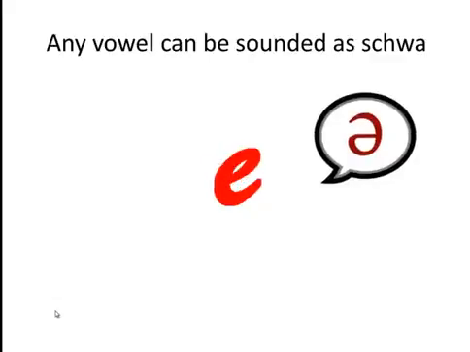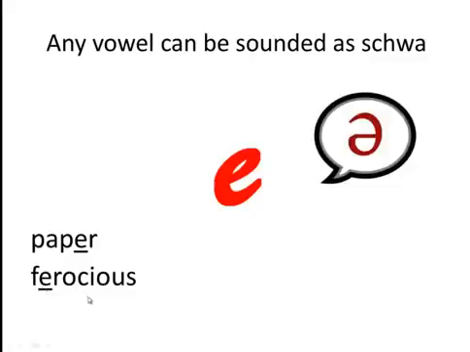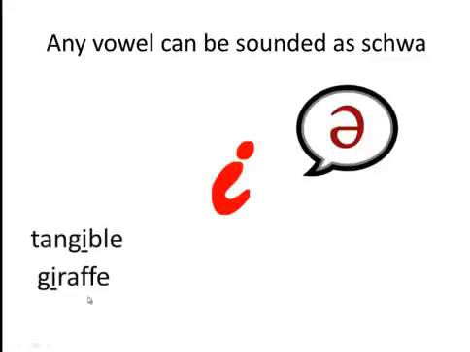So we've got A there. How about E? E can also sound as schwa, here's a couple of examples, paper, this ER on the end, the E usually sounds as schwa, and here, ferocious, it's not ferocious, it's ferocious, that's where the stress is here. I, tangible, it's not tangible. Giraffe, it's not giraffe, well, that one's slightly more dodgy, I guess, but I think if you say it quickly, it's probably giraffe, not giraffe.